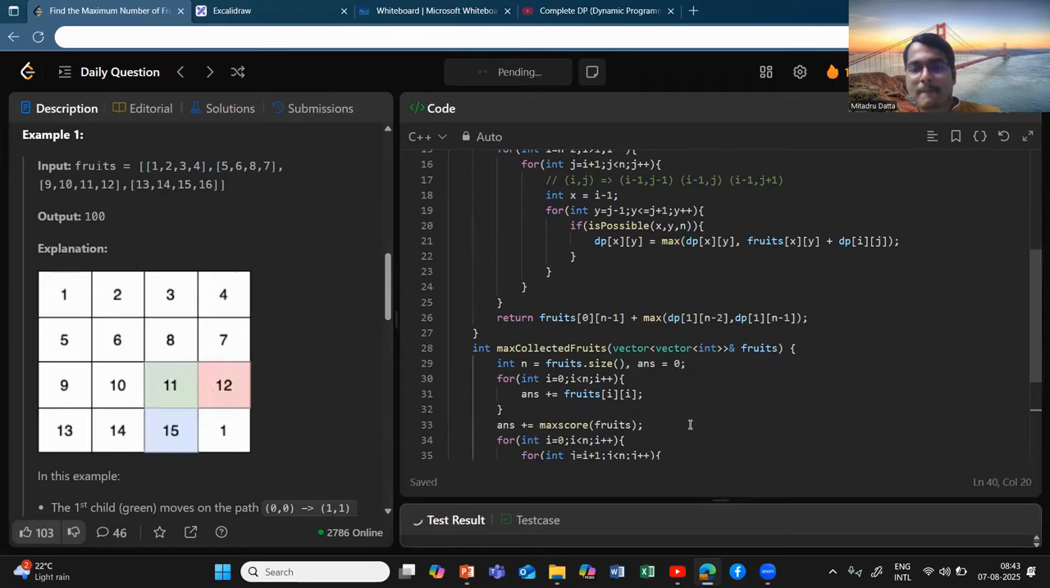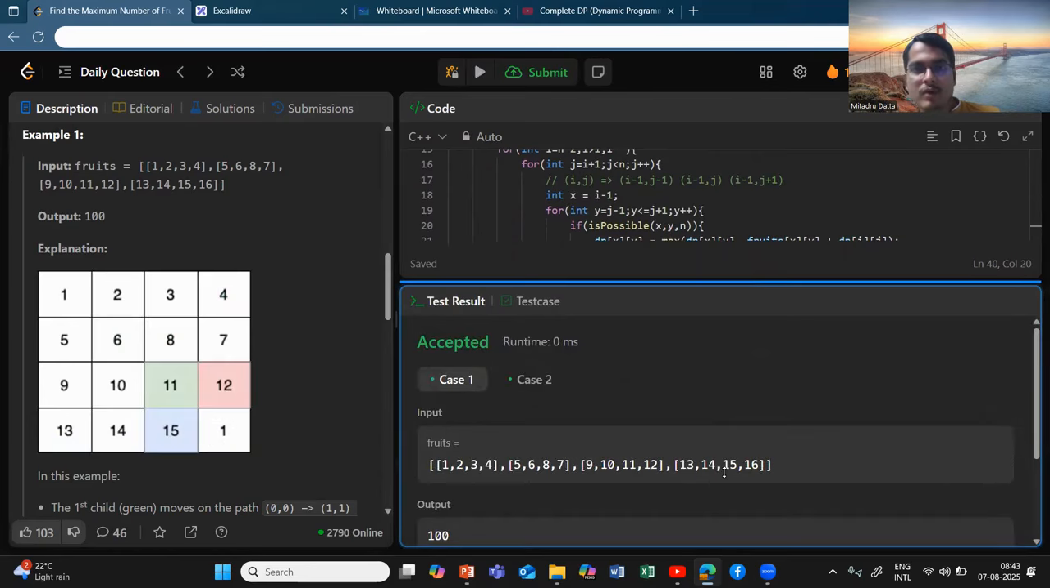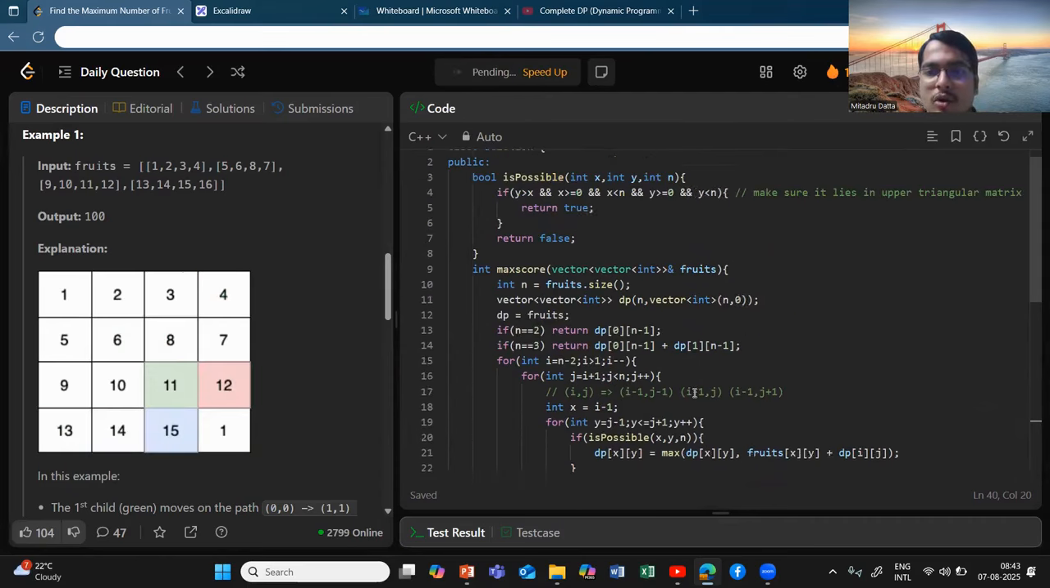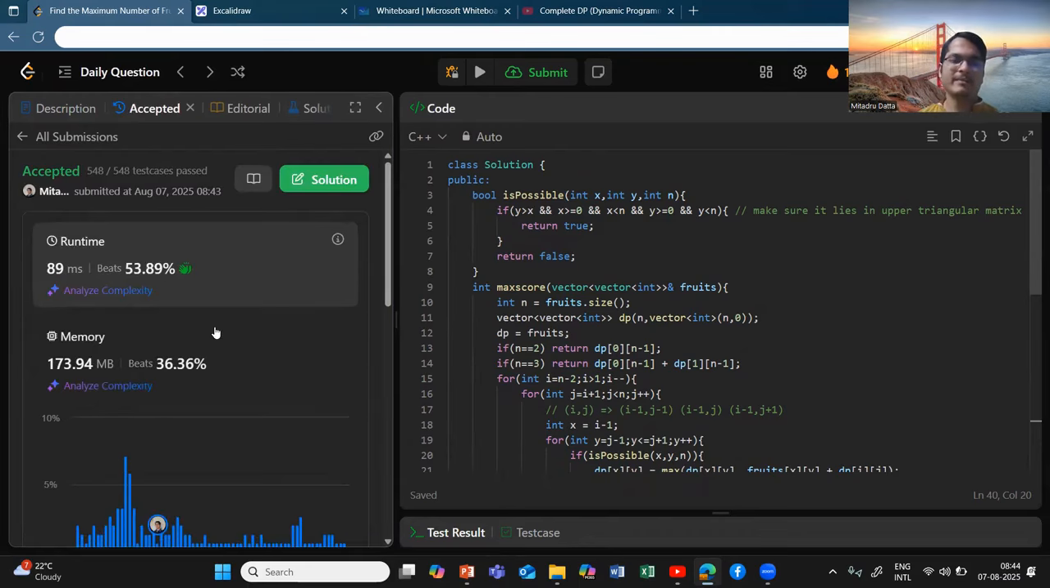So let's try to run it and check. You see, we do have the accepted result. If we try to submit it, we should also get accepted if I have not done something wrong. So yeah, we do have the accepted case, and we have an okay runtime complexity.